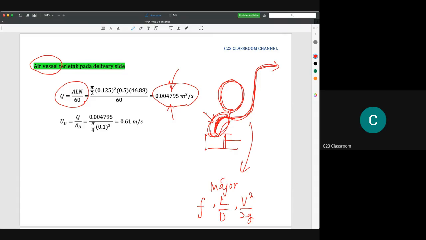From the flow rate that we have here, we know that Q is equal to AV, and then we can calculate V is equal to Q divided by A. So we divide by the cross-sectional area of the delivery pipe. We have the flow velocity inside the delivery pipe here as 0.61 meter per second. So now we need to use this equation to calculate the friction head in the delivery pipe.